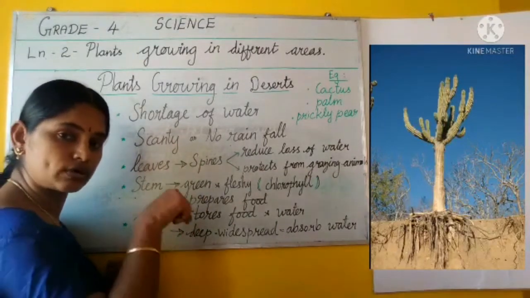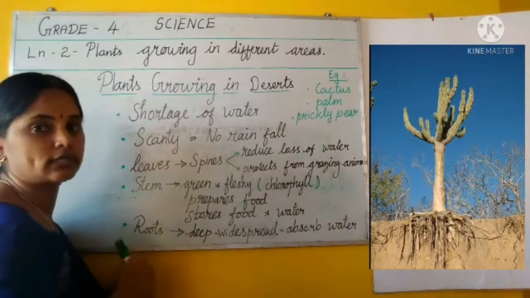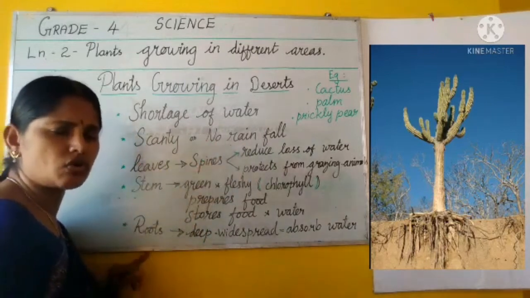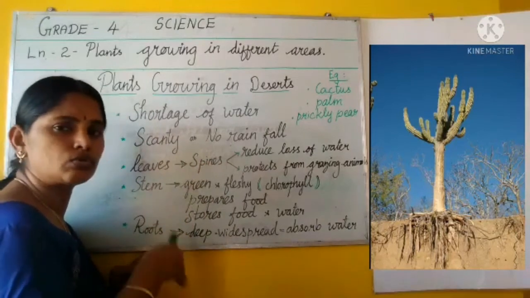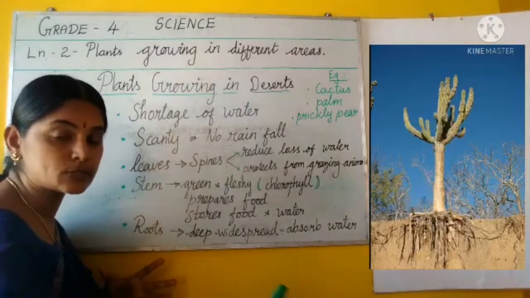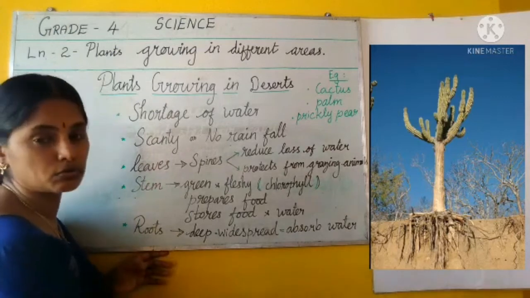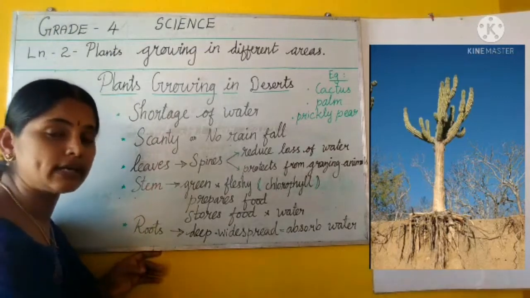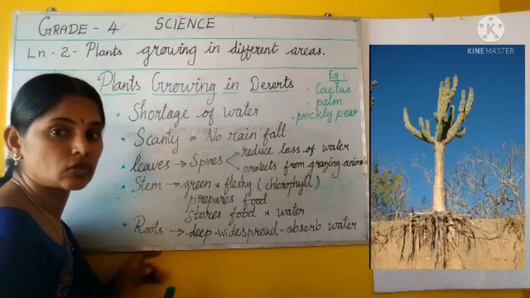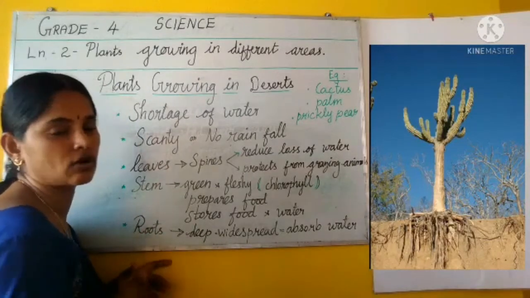Why do the roots go deep into the ground? To absorb water. There is very little rainfall, isn't it? So to absorb water, roots go deep under the ground. Widespread roots grow deep under the ground to absorb water quickly. To absorb water quickly, the roots are widespread and grow deep under the ground.